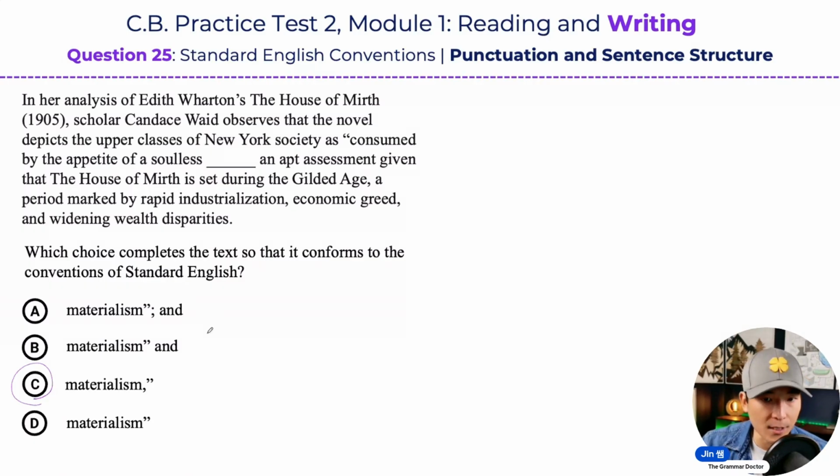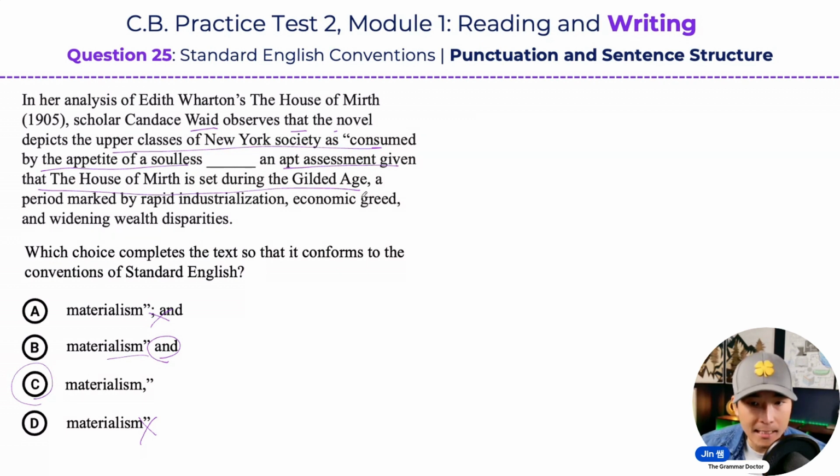So the mistake that a lot of students make is they just try to fix grammar rules, but they never consider the meaning. What you want to do to avoid this is first check your grammar rules. Notice how we checked our grammar rules and we were able to get rid of answer choices A and D. But if we plug in answer choice B into the passage, it's not grammatically wrong, because it's saying that Candace Wade observes that the novel depicts the upper classes as consumed by the appetite of a soulless materialism and an apt assessment, given that The House of Mirth is set during the Gilded Age. So it could make it seem like this whole thing is your independent clause.